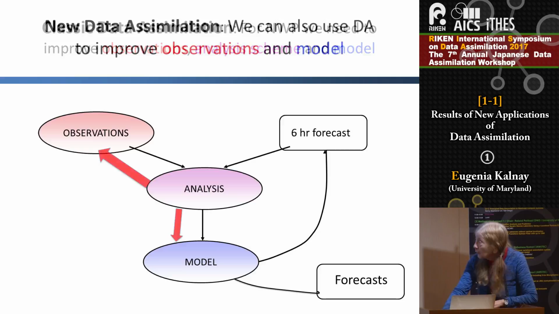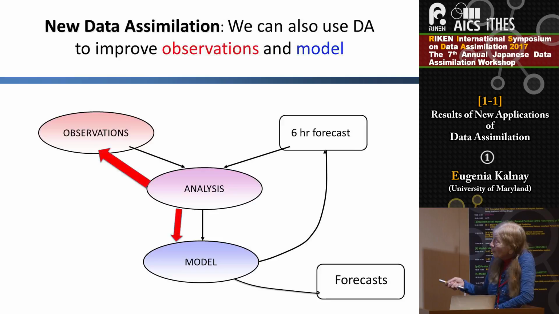What we should do is take advantage of the fact that we have forecast and observations at the same time and try to use the analysis not just to create initial conditions for the model, but also to give feedback to the observations and give feedback to the forecast. And that's what I'm going to talk about now.